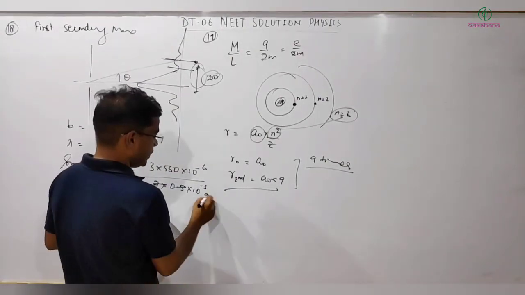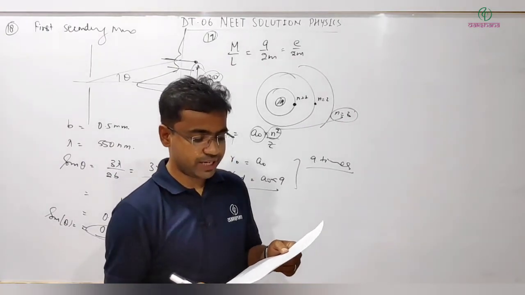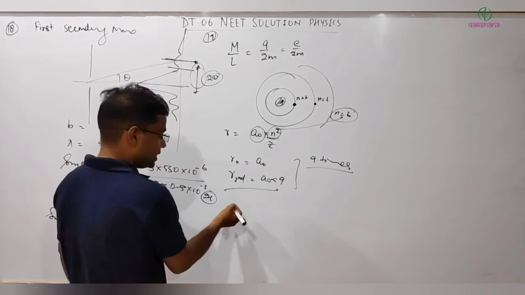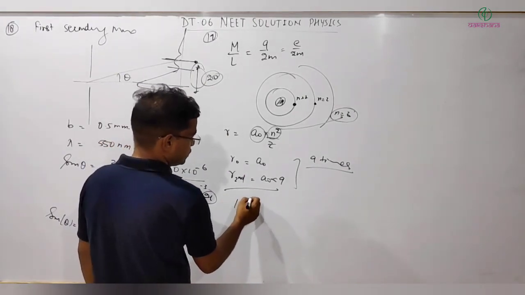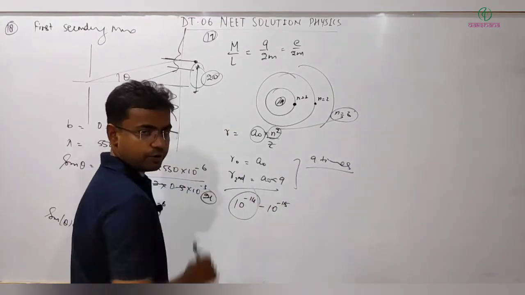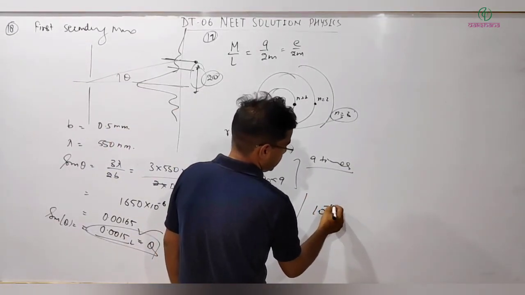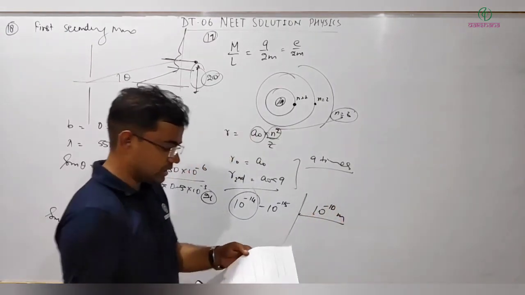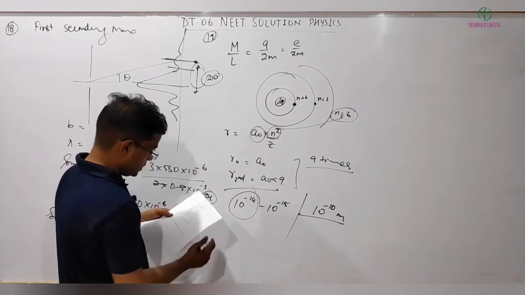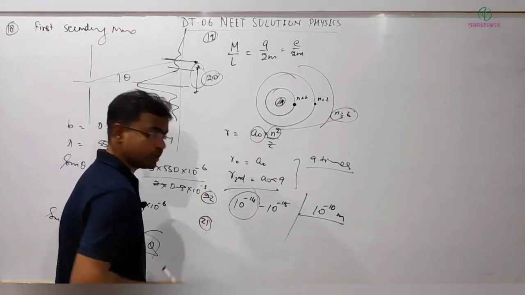Question number 21. The order of size of the nucleus and Bohr radius of an atom respectively. This is a standard, memory-based question. You must know that the size of the nucleus is of the order of 10 to the power minus 14 to minus 15 meters, and the size of the atom is of the order of 10 to the power minus 10 meters. So it matches with option 1. Actually, that was question number 22. I missed question number 21.